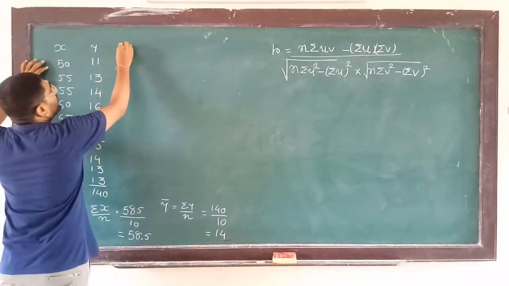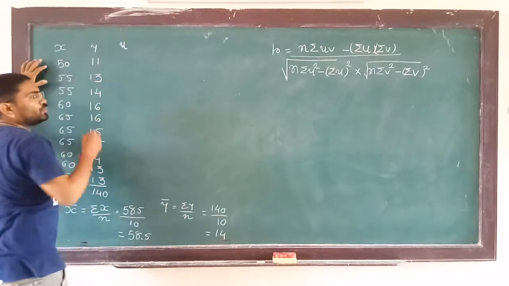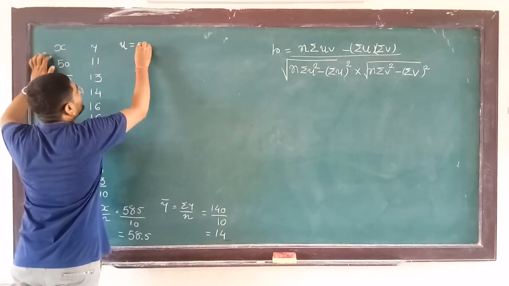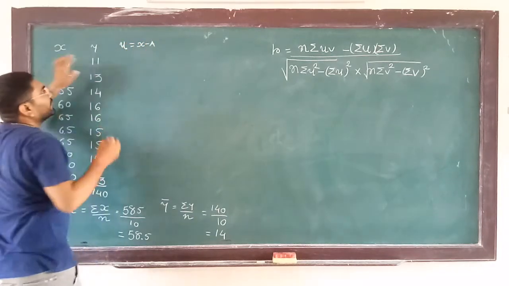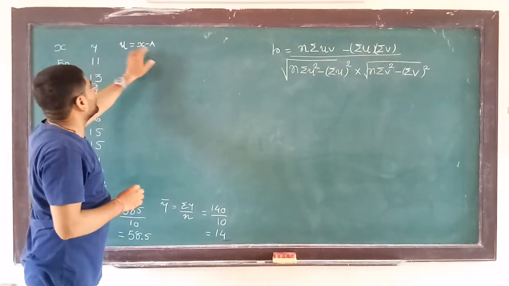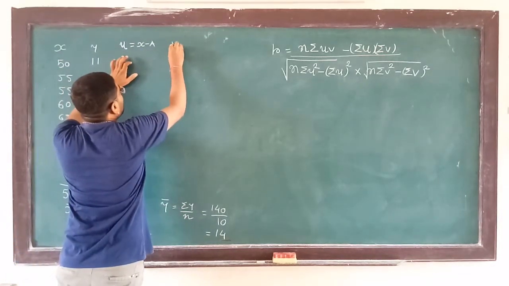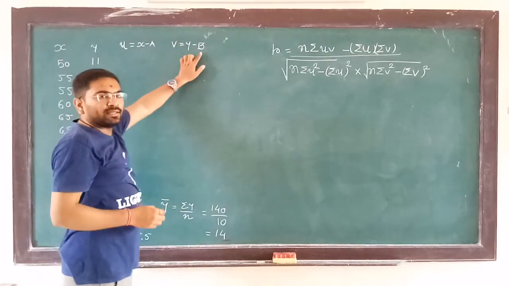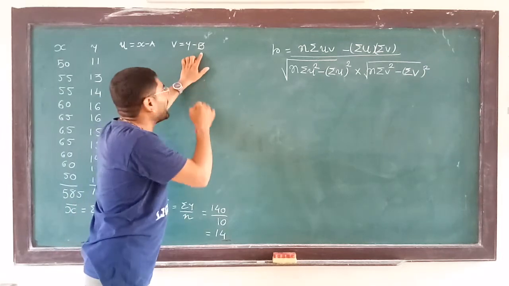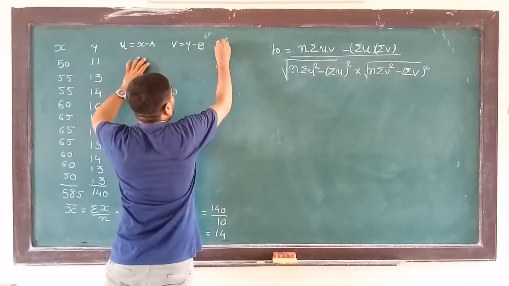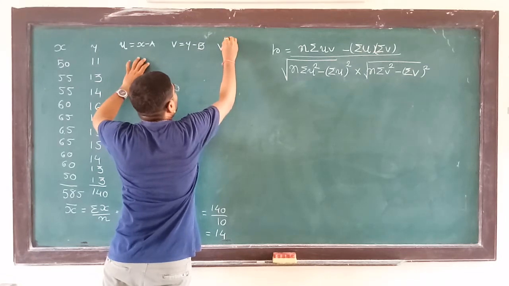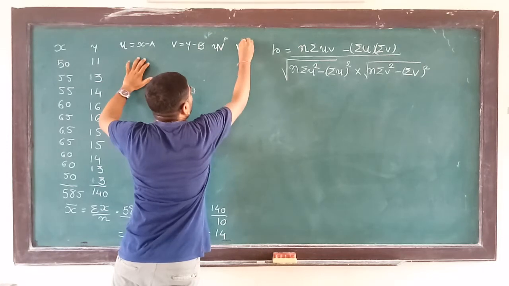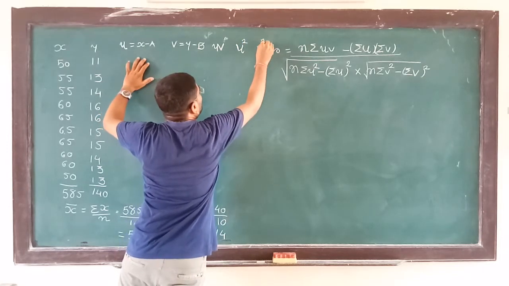First of all, we find U. U means deviation from the assumed mean. Here the formula is U equal to x minus A, where A is the assumed mean. Same as V is equal to y minus B, where B is the assumed mean from the y column. After that we calculate the UV column, U square and V square.